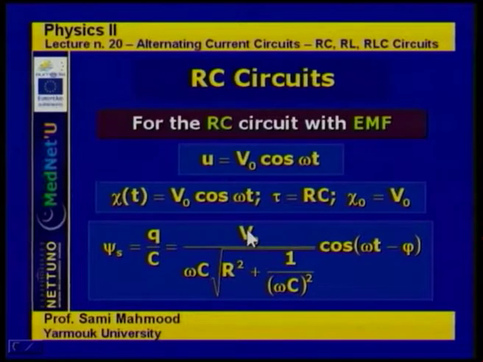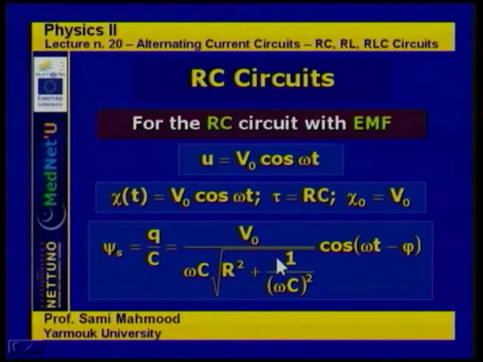That is equal to, substituting for chi naught and tau, V naught over omega C times the square root of R squared plus 1 over omega C squared. Here we used to have omega C times R all squared. So we take omega C outside, and we are left with this value, times cosine omega t minus phi.